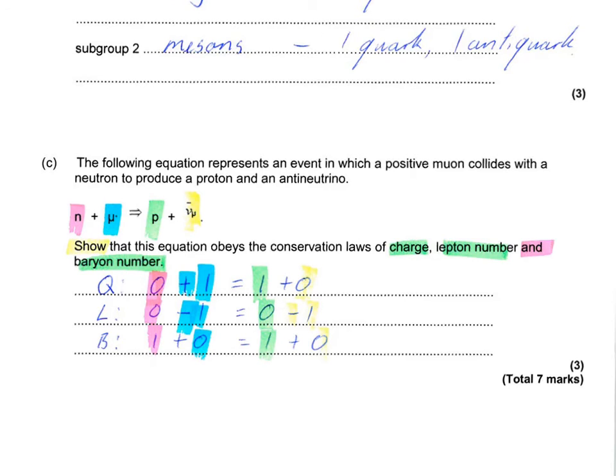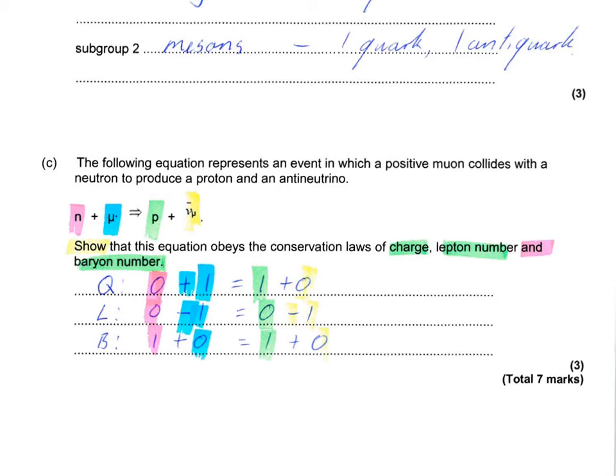For lepton number, neutron, not a lepton, 0. Mu plus is an antiparticle, so -1. So I've got 0 minus 1. And for the proton, also 0. And for the anti-muon neutrino, -1. So I've got 0 minus 1 is equal to 0 minus 1. So we've shown that the conservation law is obeyed for lepton number.